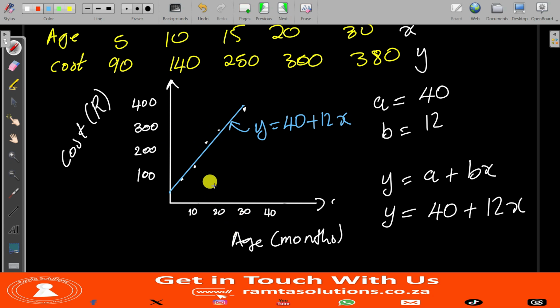And then when x increases, y increases. So if when x increases, y increases, we will therefore say it's a positive relationship. All right? What about the strength? We can say this is a strong positive linear relationship, right? It is not really that weak. So it's better to say it's a strong positive linear relationship.